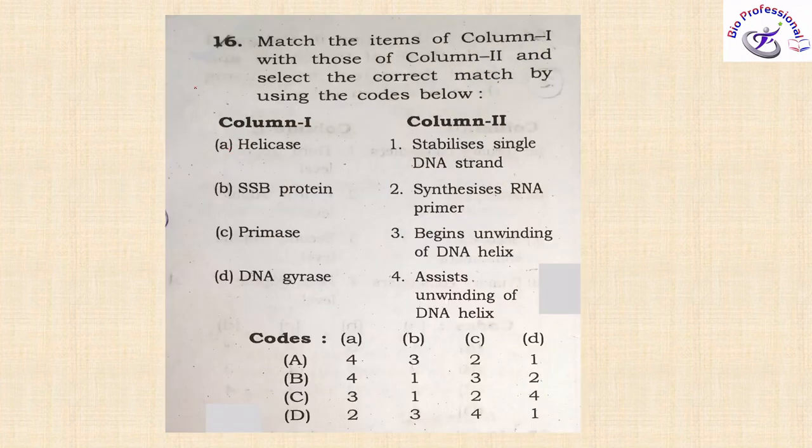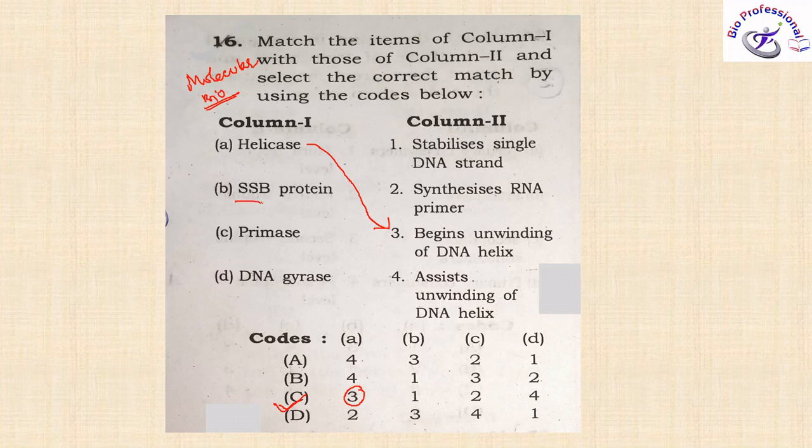This question is from molecular biology, specifically from DNA replication. So helicase actually begins the unwinding of the DNA helix. So A is the 3. So C, A is a 3 with only one option. So here this will be the correct. See, this is very easy actually. If you know one part, you can answer. You have seen many parts, I have only chosen one option, and the question is solved basically.